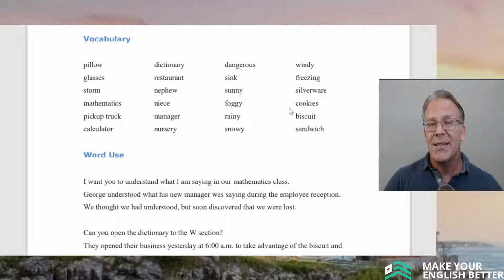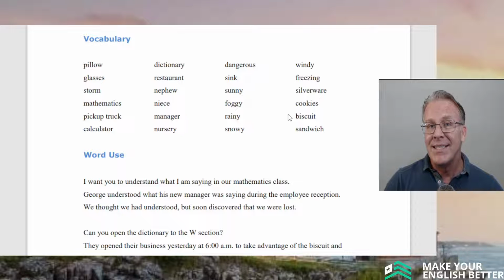Cookies. Cookies are baked, typically, unless it's a no-bake cookie. So I like cookies. They come in many different flavors, like chocolate chip, peanut butter, vanilla. We have Christmas cookies, which are very nice during Christmas time to decorate.